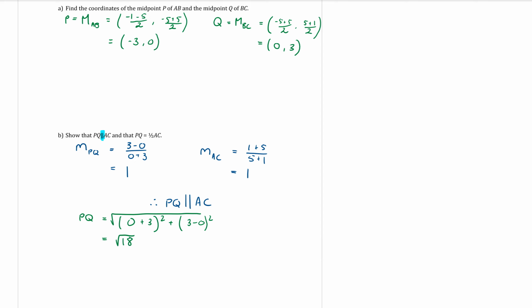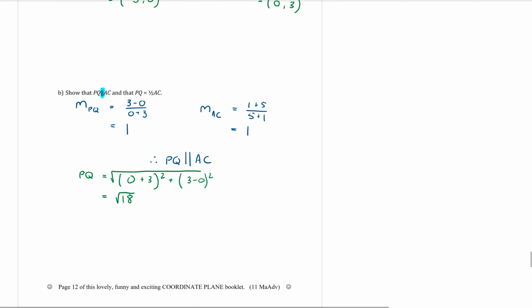3 root 2. But yes, we're going to simplify the surd. So 18 is the same as 9 times 2. So 9 is a perfect square, which means that we can simplify that to 3 square root 2.